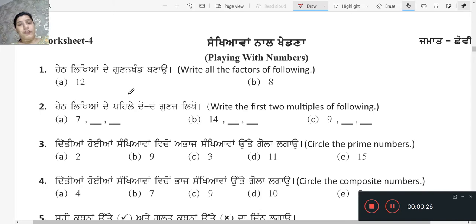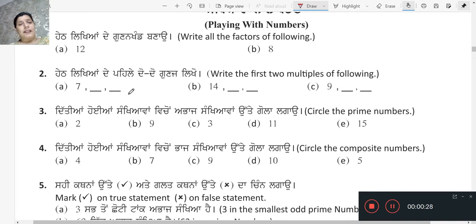The first question. Write all the factors of the following. Beta, you have to write its factors. To write factors, you follow this method. Whatever number you have, for example you are given 12, you will write it as 1 multiplied by that number, that is 12, 1 12s are 12. Then after 1, which number is next? 2, and 12 is divisible by 2, and you can write 12 as 2 multiplied by 6.